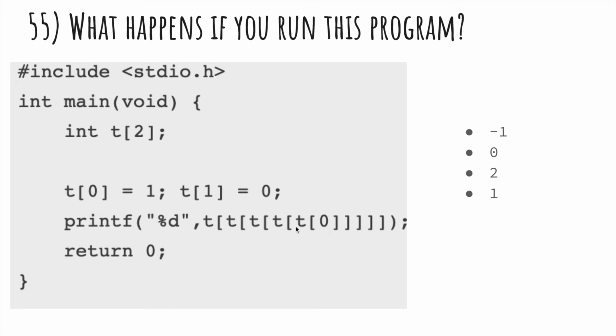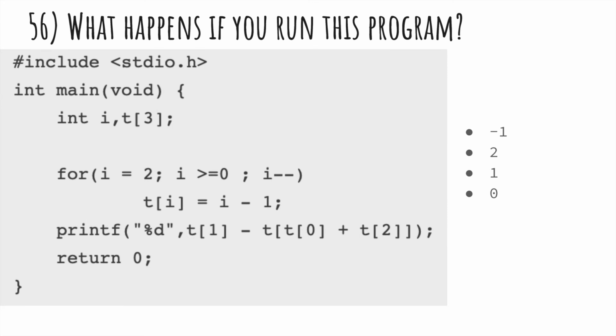Now you have t of 1, which is 0. Now you have t of 0, which is 1. So you just have to work from inside out. You have t of 0, which is 1. Then you have t of 1, which is 0. Then you have t of 0, which is 1. T of 1, which is 0. And finally, t of 0, which is 1, and 1 is your final answer.